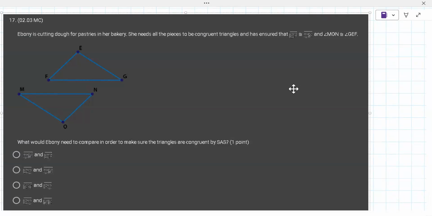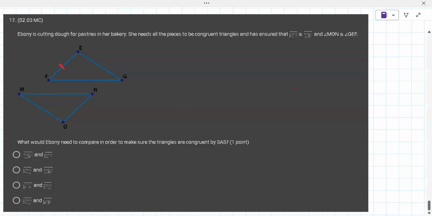All right. Ebony is cutting dough for pastries in her bakery. She needs all the pieces to be congruent and has ensured that side EF, so E to F, and the order matters, is congruent to QN. But the order matters. Sometimes you almost want to draw an arrow so you can see that. And we know that angle MON, the way angles work is that the middle letter is the vertex, M to O to N. It's a path again: start at M, go to O, go to N. It's congruent to G to E to F right there.